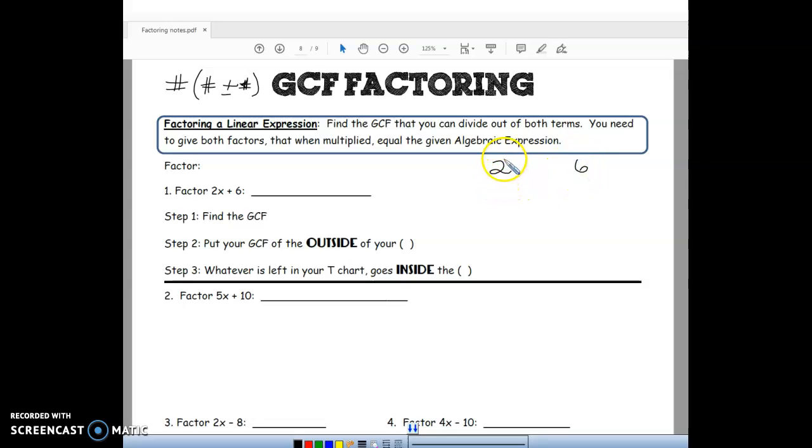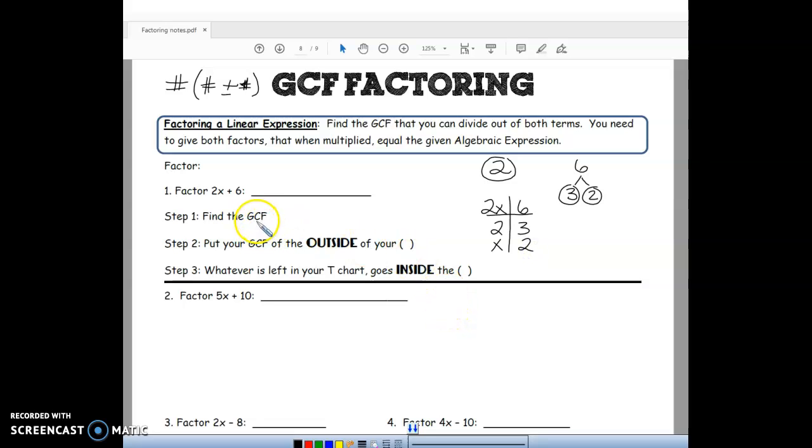2 can't be broken up into anything else. It's already what it is, but it's a 2x. 6 can be broken up into 3 and 2. All right, now we're going to make our T-chart, 2x and 6. I have a 2, and like we did on Friday, you just bring that x down. I have a 3, and I have a 2.